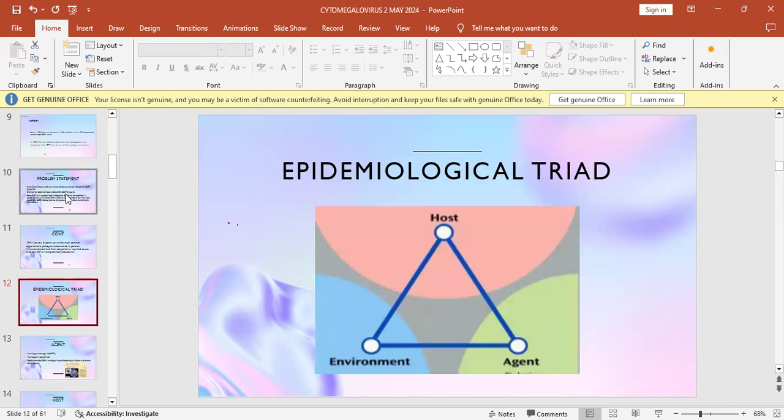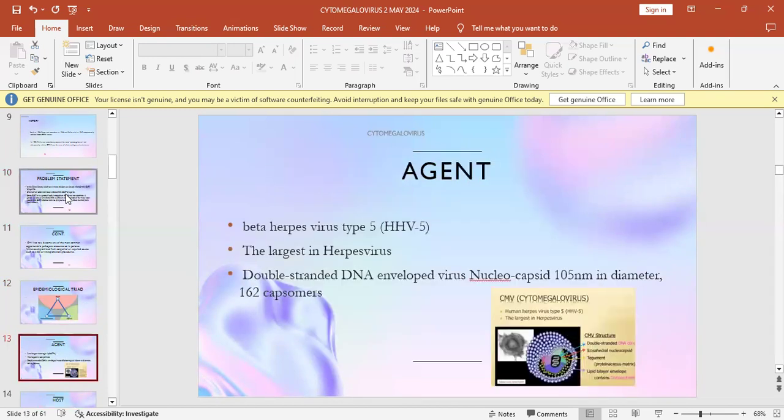Now, the epidemiological triad of cytomegalovirus. First is the agent. It belongs to herpes virus type 5. It is the largest of the herpes viruses. It is a double-stranded DNA enveloped virus. The nucleocapsid is 105 nanometers in diameter with 162 capsomeres.